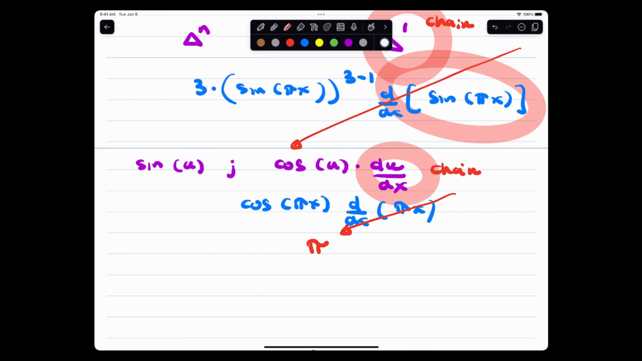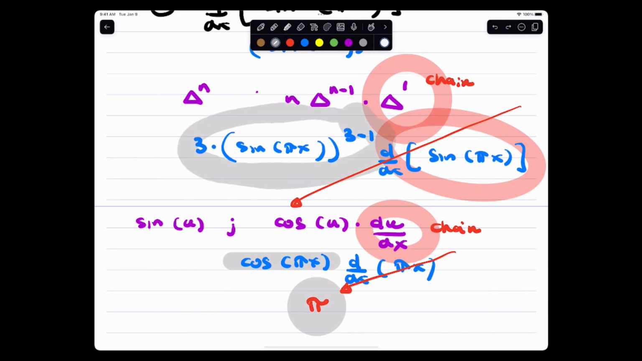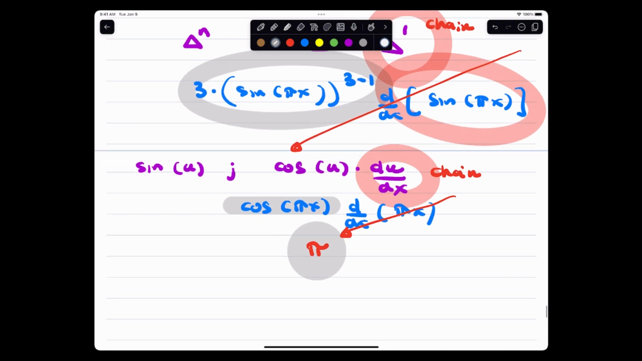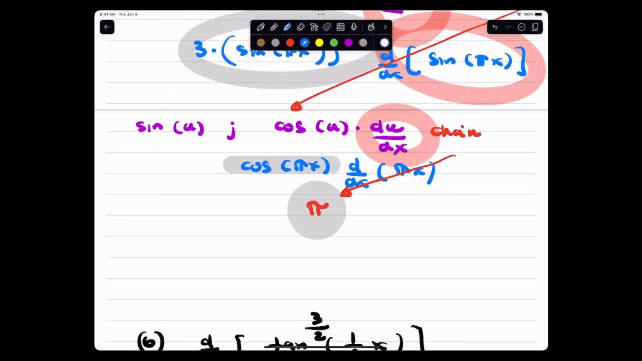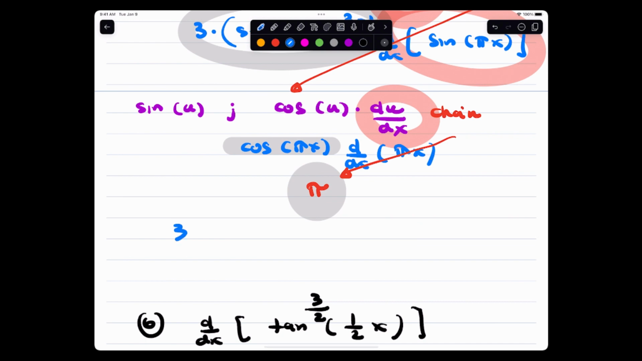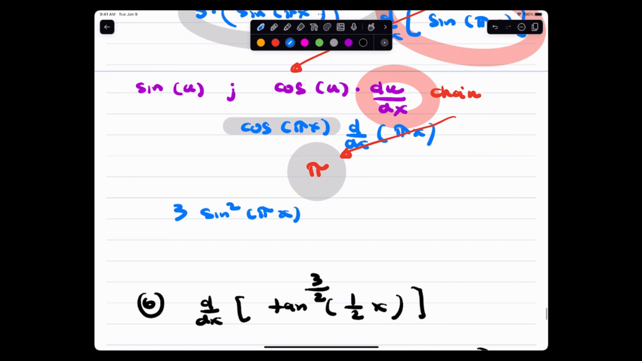So just make sure, ladies and gentlemen, that you go back and remember everything that's here. You don't want to forget any of this because it's all part of your answer. And then, of course, what's 3 minus 1? Isn't that 2? So I would start off by writing things down again by saying that's 3 sine squared pi x times cosine pi x times that pi.